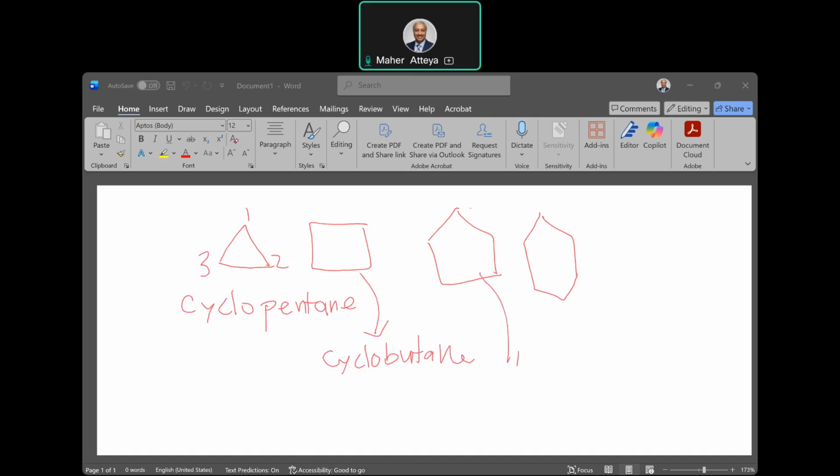This is 5 carbons, cyclopentane. This is 6, will be cyclo, always the cyclo means the ring, cyclohexane, hex, A-N-E. Now, sometimes with this cyclic ring, you might get a double bond. That's not a problem. And you might get substituents. That's not a big problem.